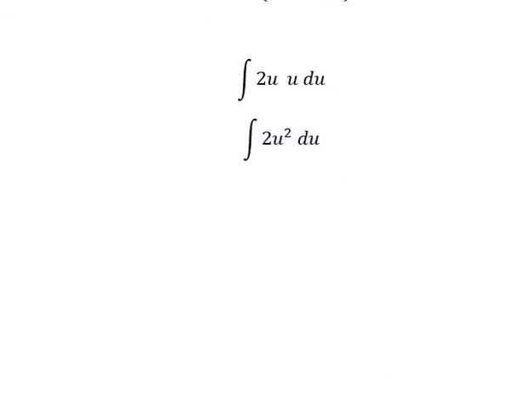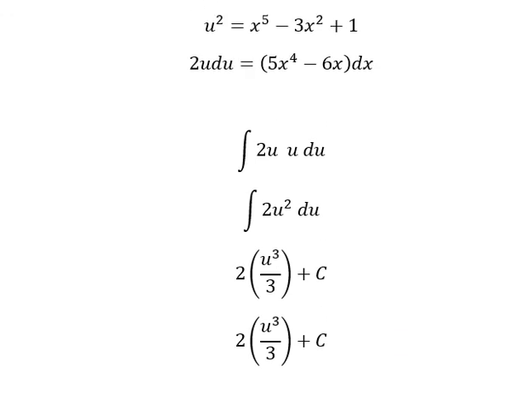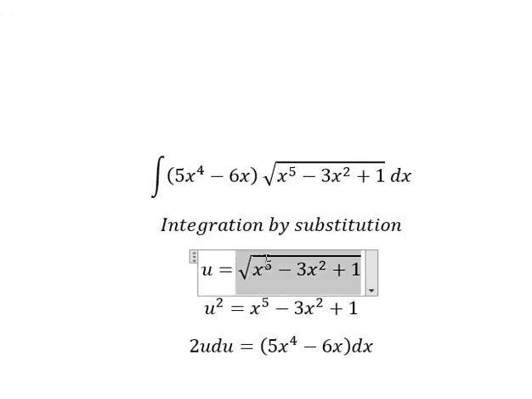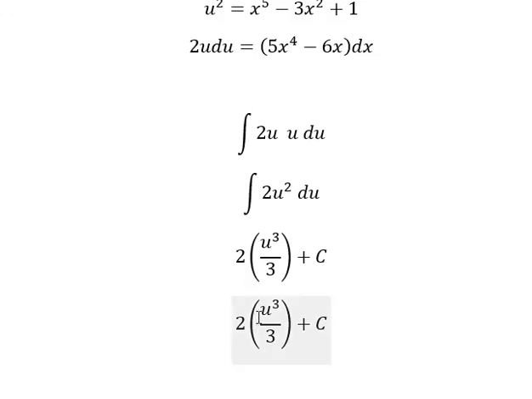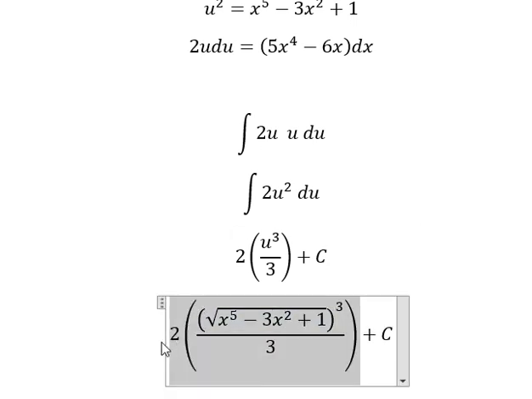Next, the integration of u squared, we have u to the power of 3 over 3, and we put plus c. About u, that is this one. And this is the final answer.